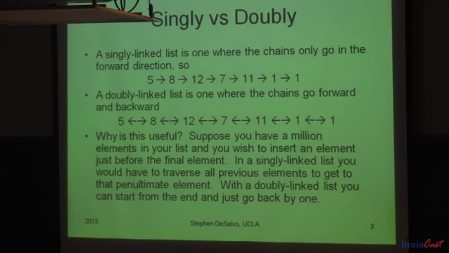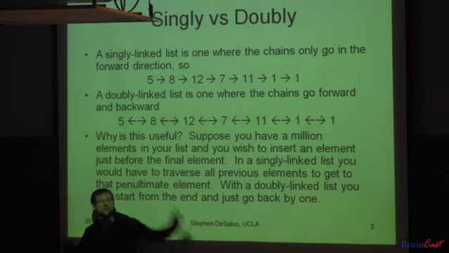Another reason why you might want a doubly linked list is that if you're going to be accessing the first part of the list a lot and also the last part of the list a lot, it allows you to just start from the back and go forward rather than going each time from the beginning.